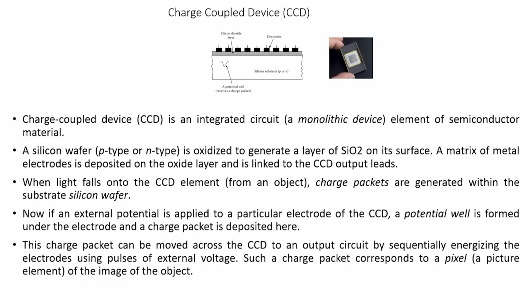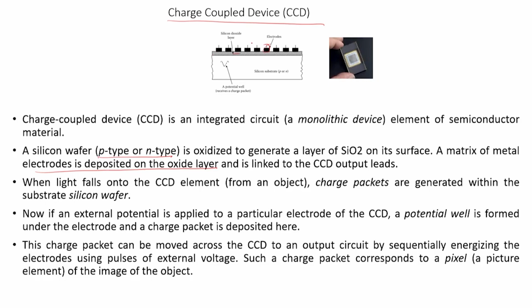One case in which this is regularly used, for example in a system for displacement measurement, is called the charge coupled device or CCD. It is essentially an integrated circuit using semiconductor elements, where a silicon wafer, p type or n type, is oxidized, and then a matrix of metal electrodes is deposited on the oxide layer. So, you can see that on the silicon substrate a silicon dioxide layer is given, and on top of it the electrodes are created.